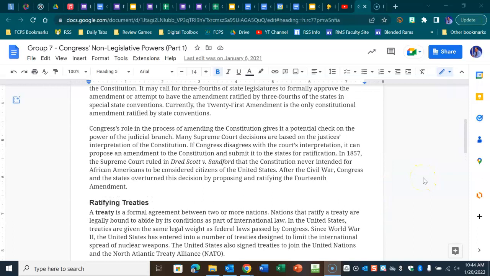Congress's role in the process of amending the Constitution gives it a potential check on the power of the judicial branch. Many Supreme Court decisions are based on the justices' interpretation of the Constitution. If Congress disagrees with the court's interpretation, it can propose an amendment to the Constitution and submit it to the states for ratification. In 1857, the Supreme Court ruled in Dred Scott v. Sanford that the Constitution never intended for African Americans to be considered citizens of the United States. After the Civil War, Congress and the states overturned this decision by proposing and ratifying the 14th Amendment.